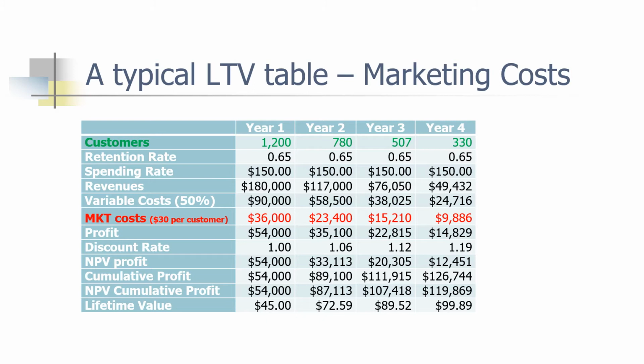So for year one, I have 1,200 customers. At $30 a customer, it would be $36,000. The second year, 780 times 30, $23,400. And you can see how that calculation is made and how you would build that formula into this spreadsheet.